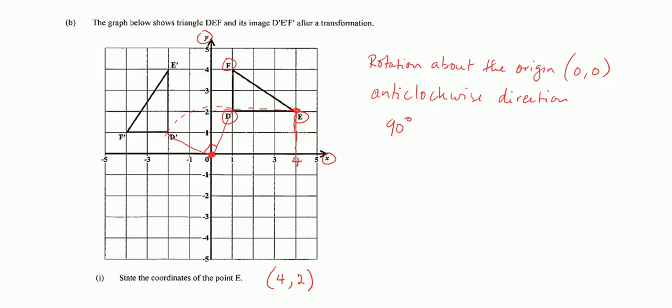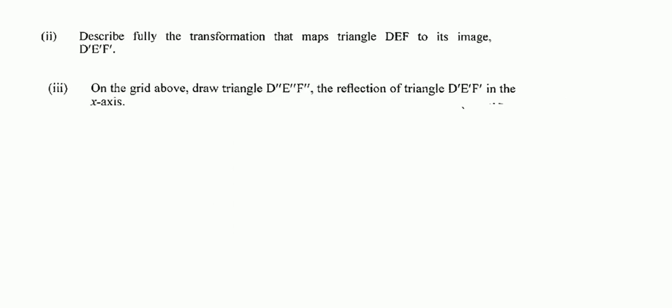Right? So typically when we are asked to describe a transformation and it's a rotation, we have 4 things that we need to say. We need to say it's a rotation. We need to say rotation about what point. In this case, it's the origin. If we are going clockwise or anti-clockwise, and the angle of rotation, right? And what is the last part?